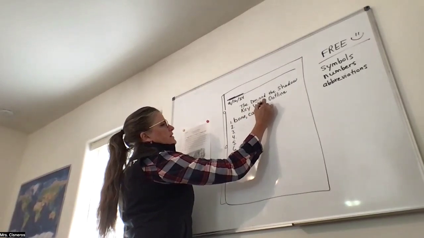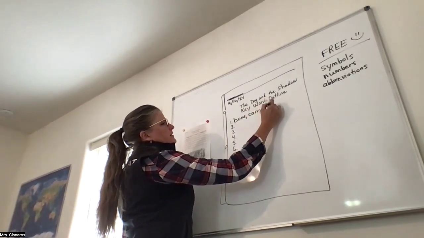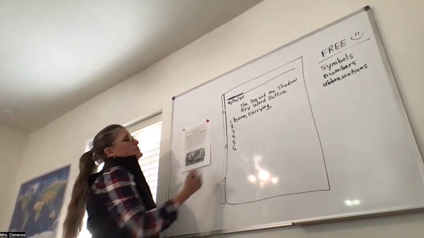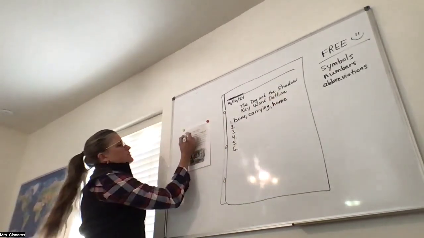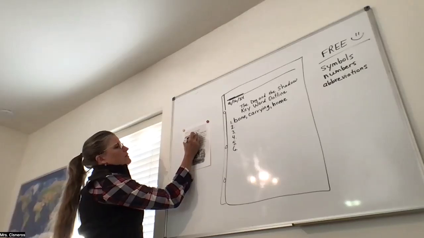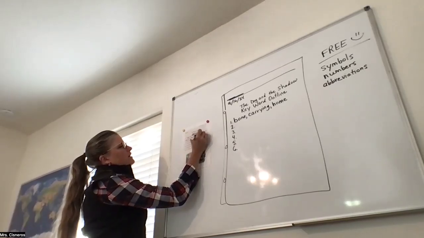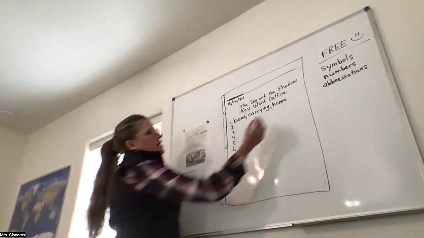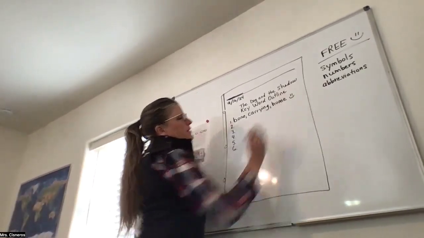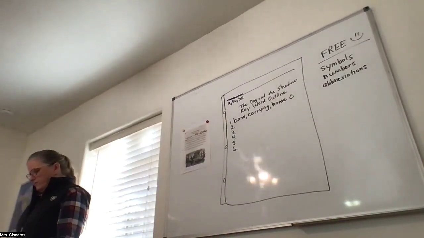Carrying. See how I put commas here? You're going to put commas too. And then home, I like that word too. Go ahead and circle bone, carrying, and home. Circle those 3 words. And then I'm going to put a smiley face here. Why would I put that? What is that going to remind me of?